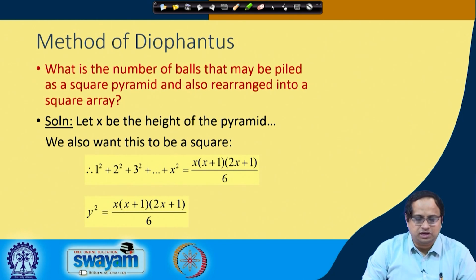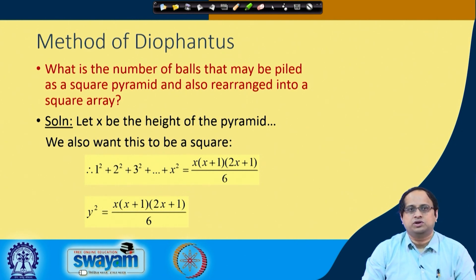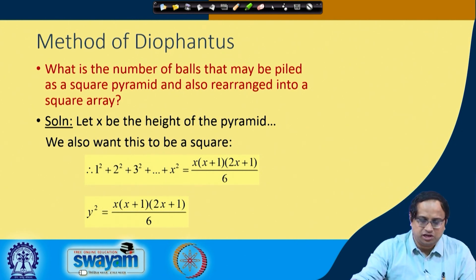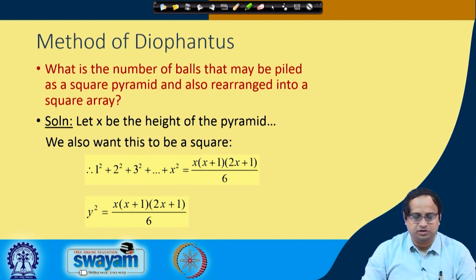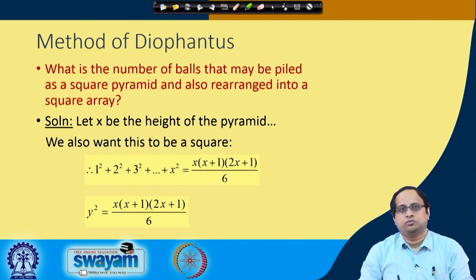So, let me start with an example which is essentially trying to explain an old method called the method of Diophantus. In this sort of question, we inquire what is the number of balls that may be piled as a square pyramid and also rearranged into a square array. Okay. So, basically we are asking what is the number of balls that may be piled up in both of these arrangements.